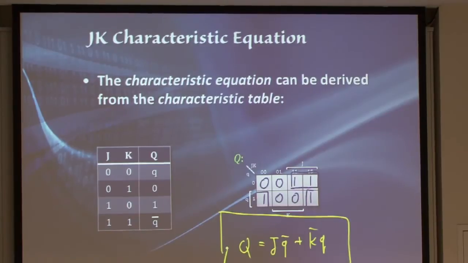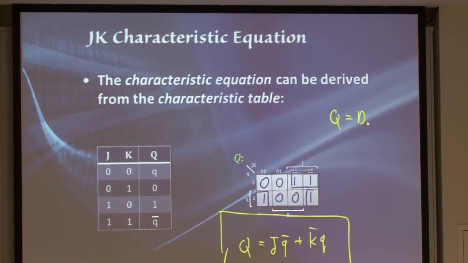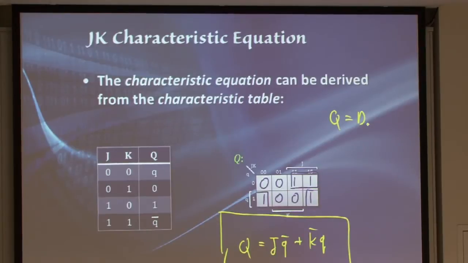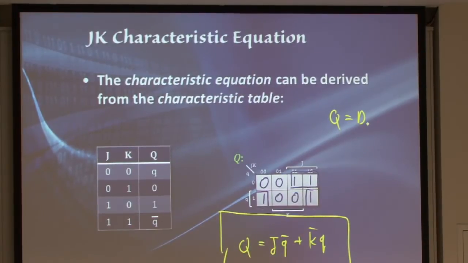Compare it with the characteristic equation that we had for the D flip-flop when we just had the next state equal to whatever the input was. That was fairly simple. Now not so simple anymore. We have to consider the inputs as well as the current state to determine what's going to be the next state from this flip-flop.